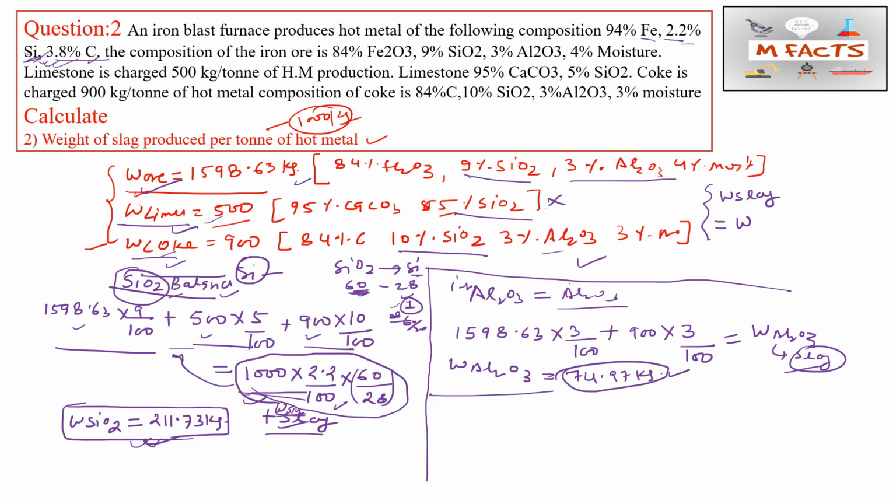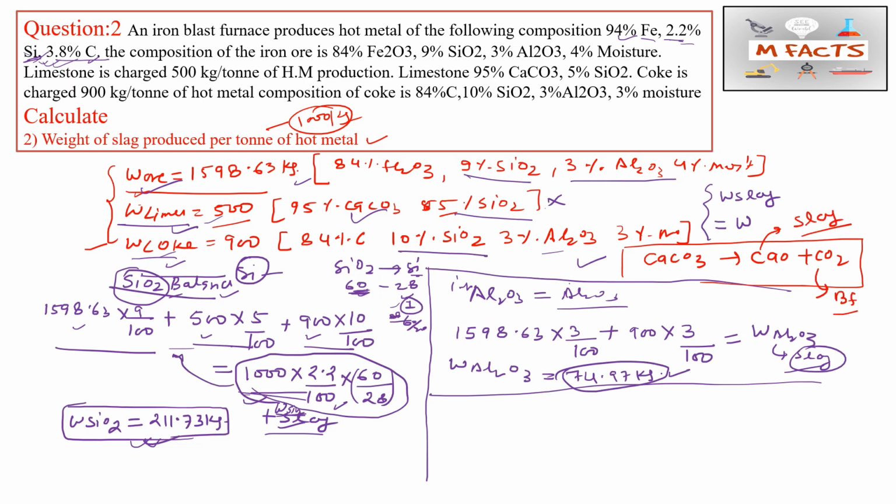So now we will balance the CaCO3, and this hot metal does not contain CaCO3. That means all the CaCO3 will go into the slag. But we should understand that this CaCO3 will break into some compounds. In the iron making process, CaCO3 breaks into CaO and CO2, and in this case CaO will go in slag, and CO2 will go in blast furnace gas. So this CaCO3 we cannot balance directly.